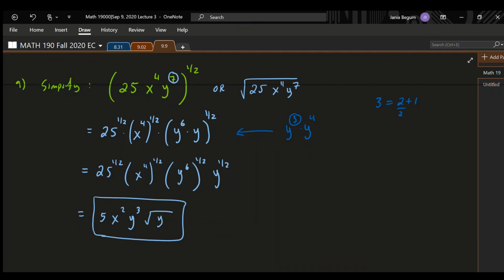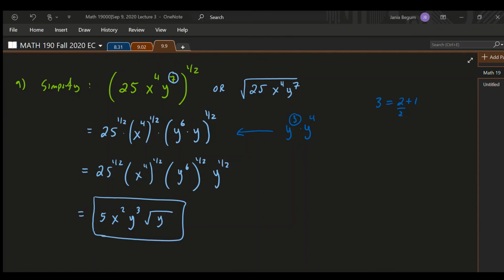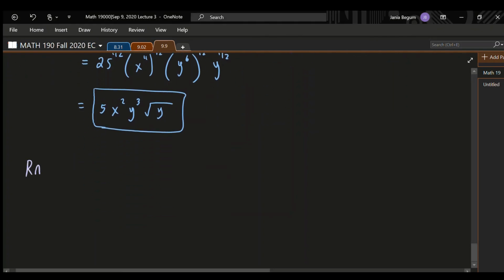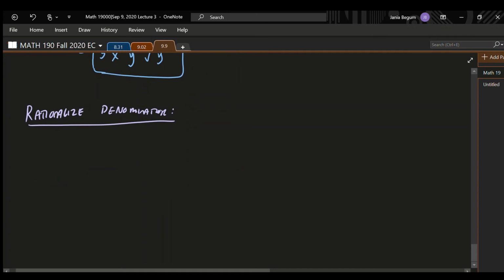And the last bit of P4 is to rationalize. So that's the last thing I'm going to cover. So rationalize the denominator. Okay, so when we say rationalize, this word just means remove the radical. That's what that means. You want to remove the radical.